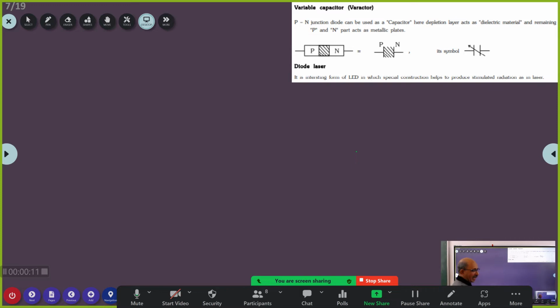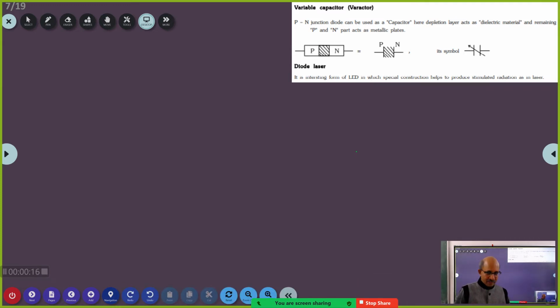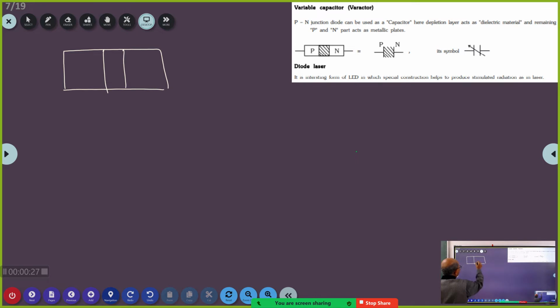Okay, so yesterday I explained something about transistors. I think you have understood quite a bit, but still I will make it very clear to all of you. Okay, right? So quick recap. Yesterday we had drawn the transistor like this, right?